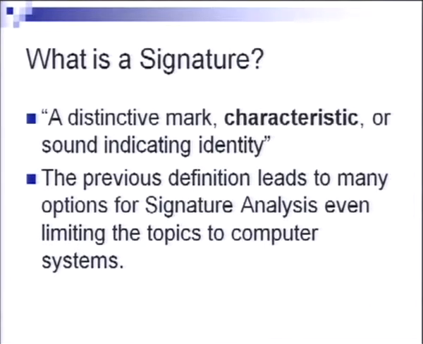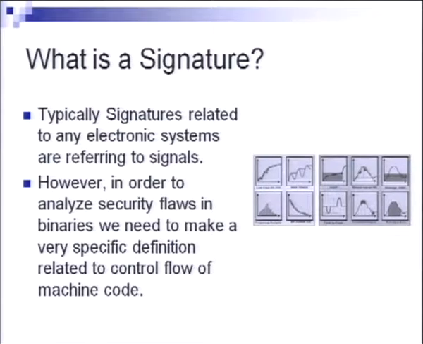One of the dictionaries online has a signature being a distinctive mark, characteristic, or sound indicating identity. If we're looking for malicious code, obviously a sound isn't going to help us a lot. Distinctive mark, maybe, but characteristic is what we really need to look for. So some kind of a behavior that is represented statically. So typically, signatures are signals when you think about computer systems. What you really need to think about in this is what a signature is. A signature is something that represents something else.